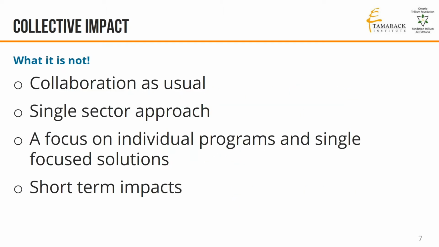We know, as we're doing this work, at Tamarack and with our colleagues at the Ontario Trillium Foundation, we're also starting to figure out what it isn't. So collective impact is not collaboration as usual. It really is a structured form of collaborating differently, and so often when we sit around collaborative tables, we are either single sector, so we bring all the people that we know in the sector, or there might be a couple of sectors around that table. Collective impact suggests that you need to have all sectors represented around the table.